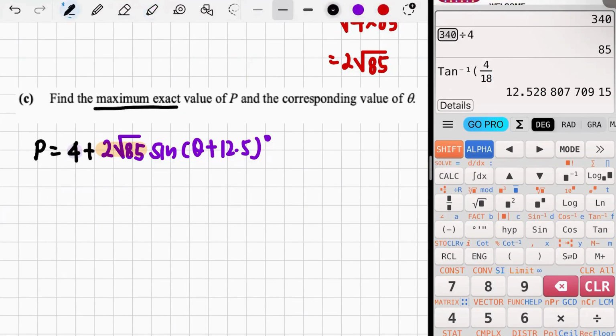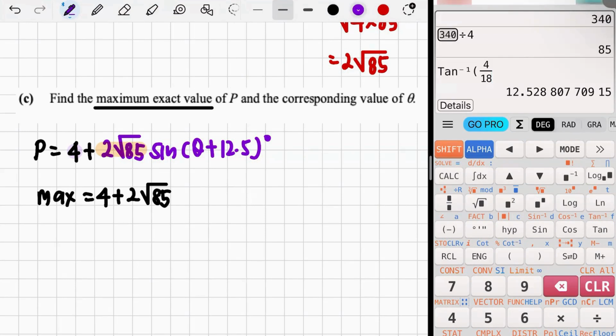This question wants exact, so no 3 SF. Thank God we didn't put 3 SF. So for your max from here, it is 4 plus 2 root 85. Be careful, they want it to be exact. That's all you need to do for the max. This one must be exact.